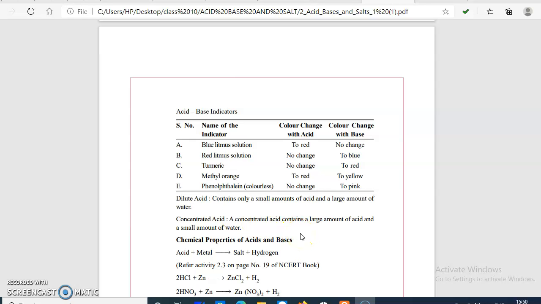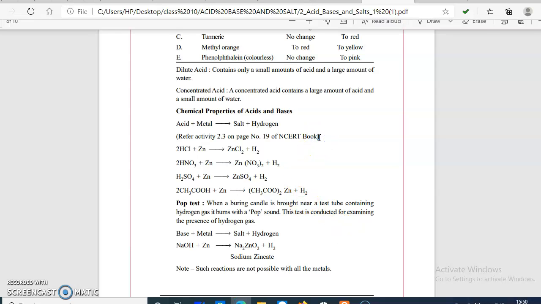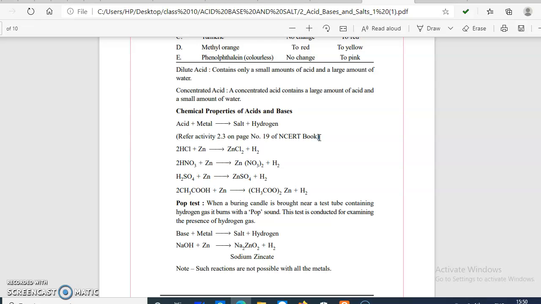Now second, what you have studied in this class is chemical properties of acids and bases, right? The first chemical property is when acid reacts with metal. When acid reacts with metal, it will give you salt and hydrogen, right?